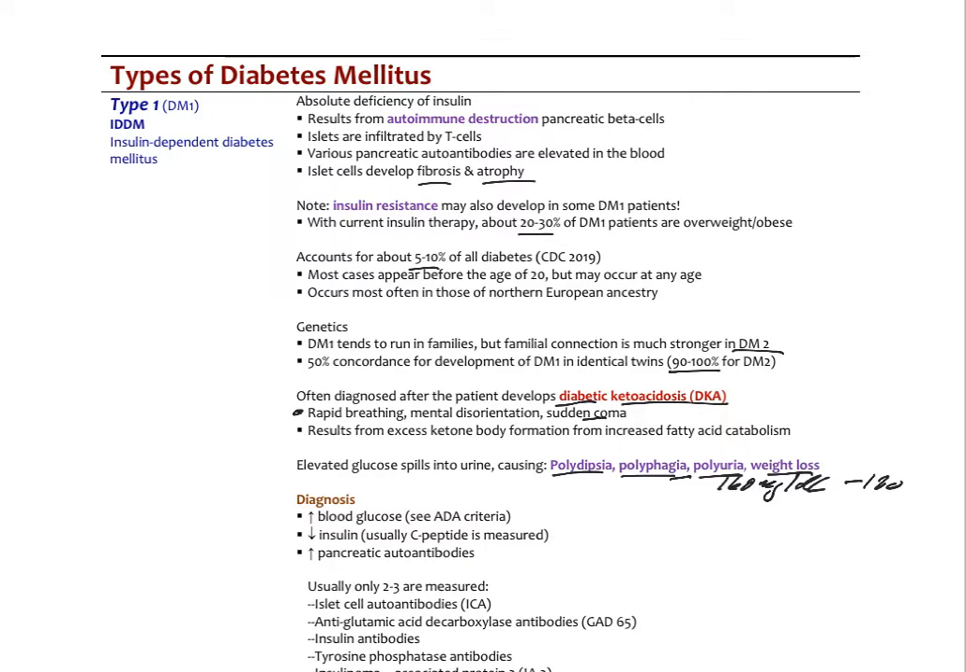That's sort of opposite of type 2. Type 2 patients tend to be typically more on the heavier side. Again, there's some patients who are on the more thin side with type 2 diabetes, but it's typically more associated with being overweight or with obesity.